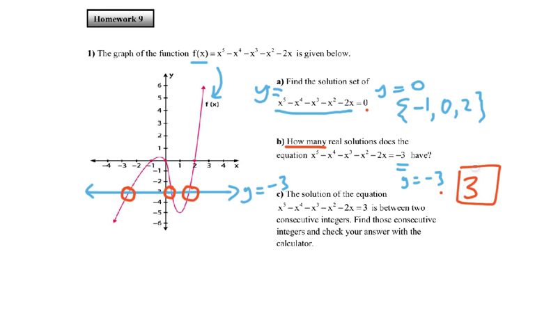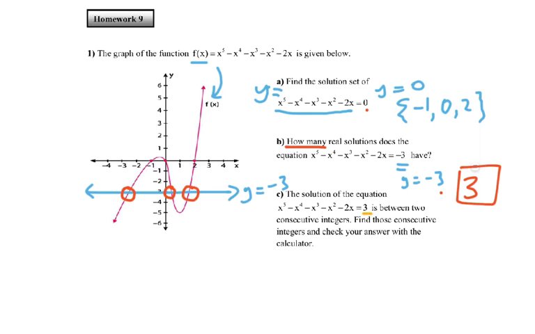When we can't tell exactly what the values are, we would have to substitute into this equation to work out the values, but we can tell how many there are. There are 3. So in part C, we've got an equation now for 3, the same function equal to 3.